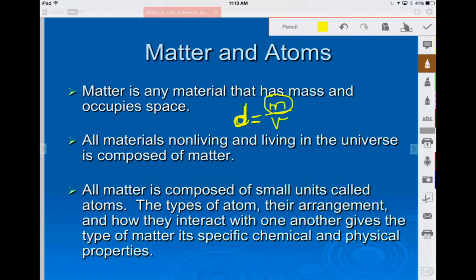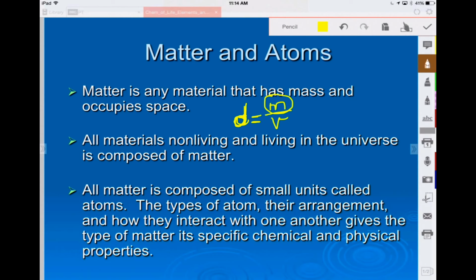For example, you can burn wood and it'll float away as different materials, carbon dioxide and nitrous oxides and things like that. But that mass is never lost. It's just converted from one form to another. One thing's for sure, though, is that no matter whether something is alive or dead, everything in our universe is composed of matter.